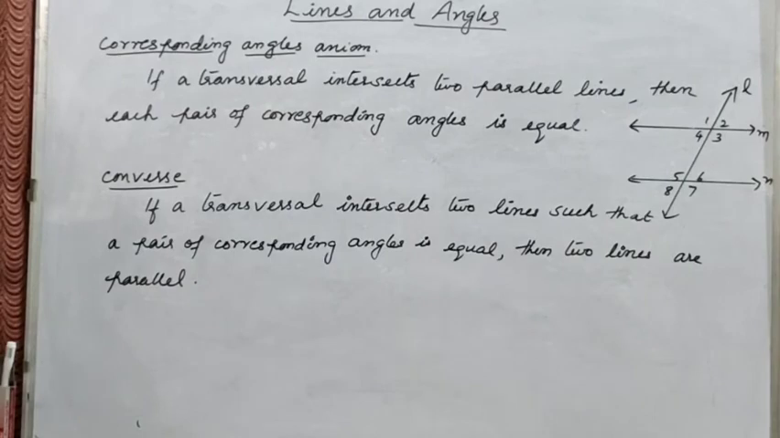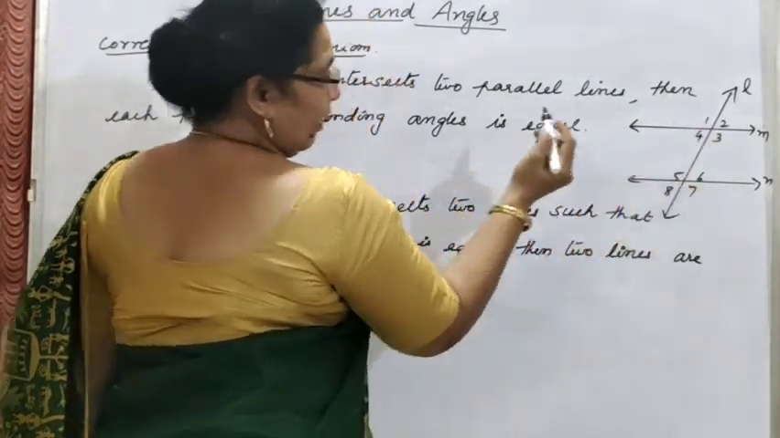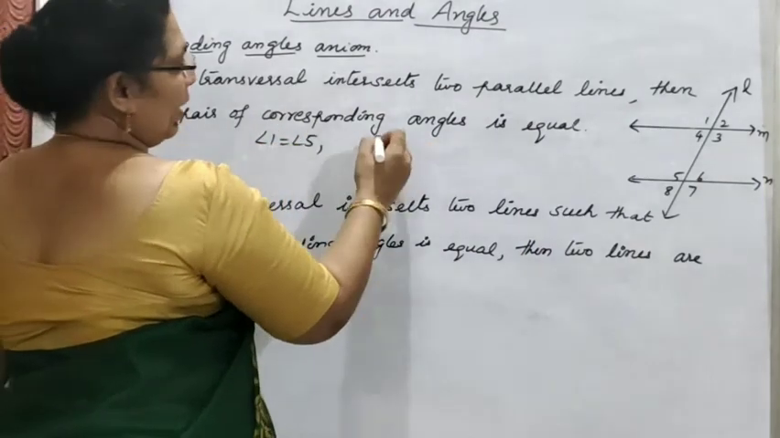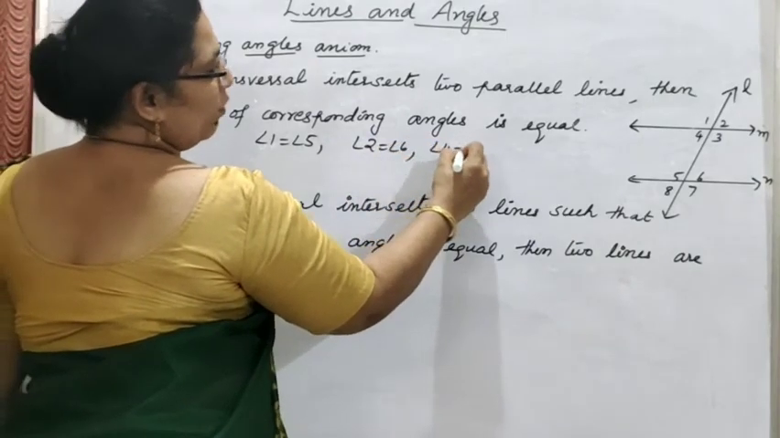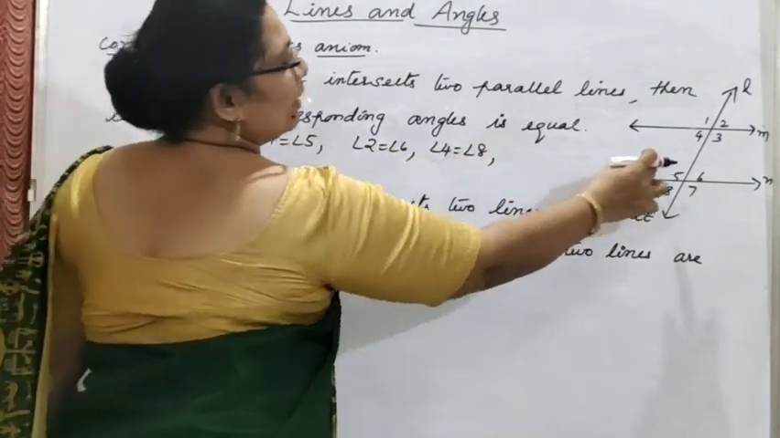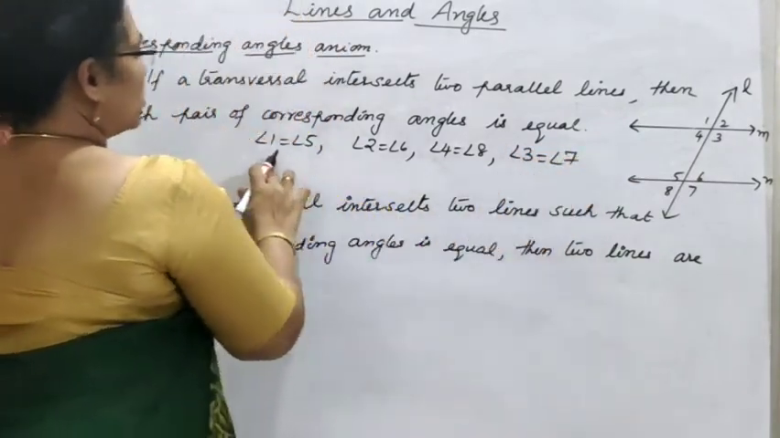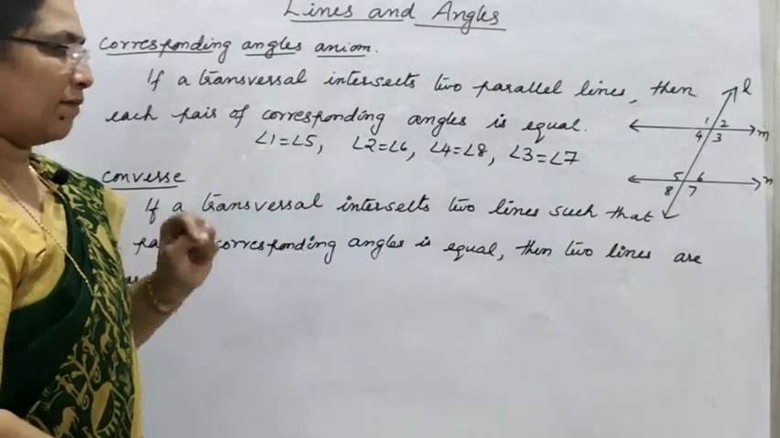With the help of the diagram we can see which are the corresponding angles. Angle 1 and angle 5, so angle 1 is equal to angle 5. What is the second pair? Angle 2 is equal to angle 6. Angle 4 is equal to angle 8, and angle 3 is equal to angle 7. Right? Same place with the second line, 5, 6, 8, 7 are lying.